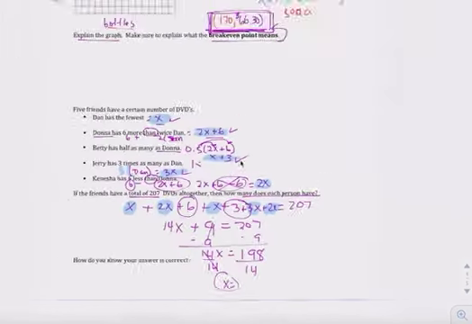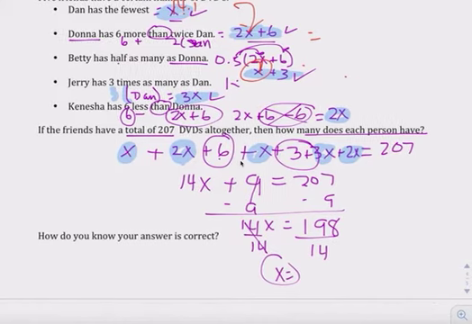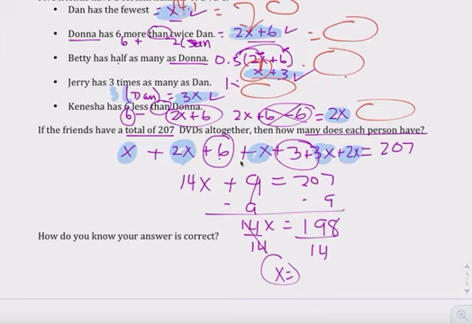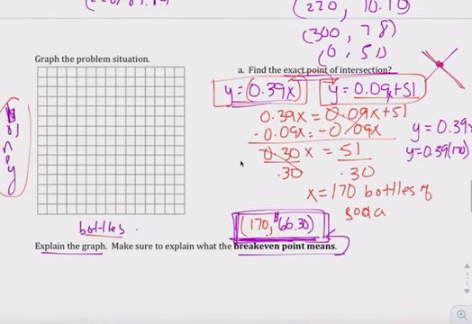But after you get your answer, you should put it back into the equations here. So x stands for Dan, 14.1 something. Put it in there, solve it, and get Donna. Put it in there and solve for Betty, and so forth. How do you know your answer is correct? Add all your answers: Dan, Donna, Betty, Jerry, and Tanisha. All of them should add up to the total. That's how you know you're right. Okay? That's the end of it.